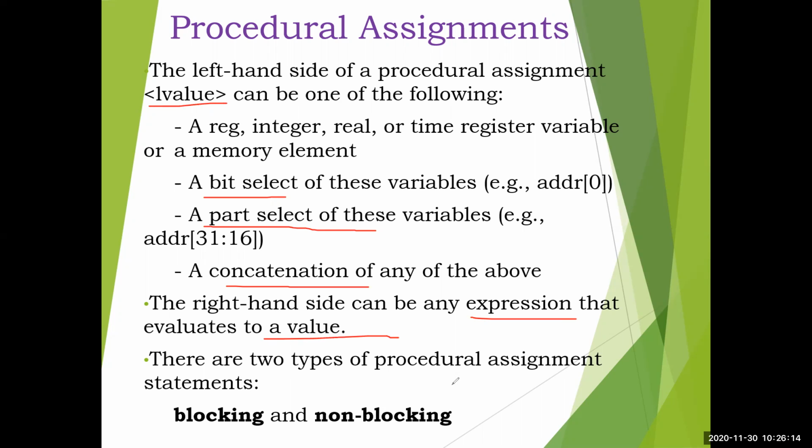There are two types of procedural assignment statements, and this is important: blocking and non-blocking. Blocking is indicated by a single equal to operator. So this equal to means it is a blocking assignment statement. If you write less than or equal to, which is also used in Verilog, this is nothing but a non-blocking assignment. So what is the difference between these and what is the use of each? That is the interest of today's topic, so we'll proceed with this in detail.